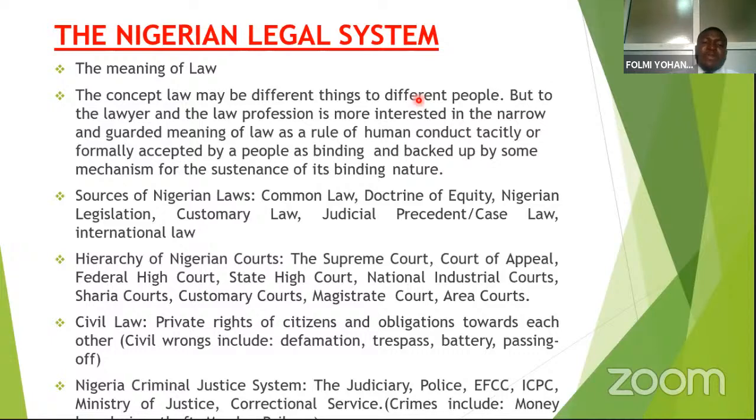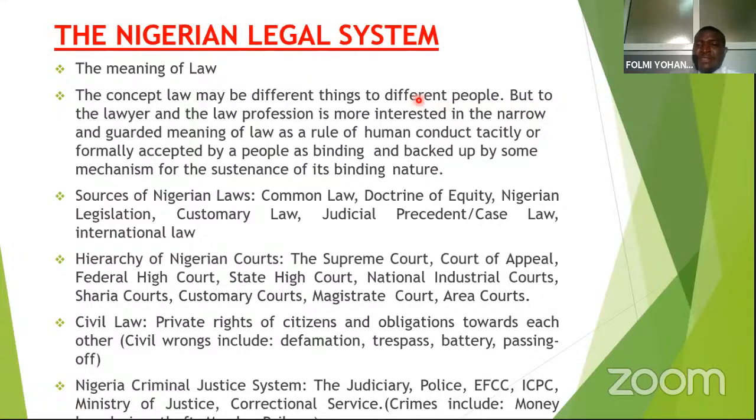So the Court of Appeal, Federal High Court, State High Courts, National Industrial Courts must follow that decision of the Supreme Court on that particular matter. So that's where judicial precedent comes to play. Once the Supreme Court decides on a matter as the highest court of the land, other courts which are lower to the Supreme Court, once they come across a similar issue, they must decide the same way the Supreme Court decides that matter.